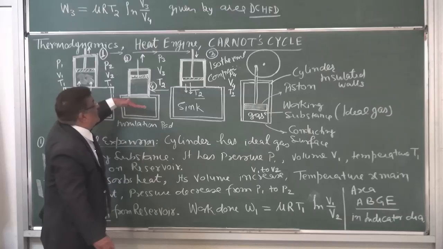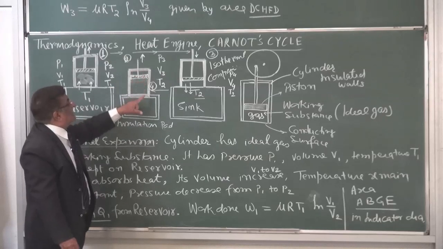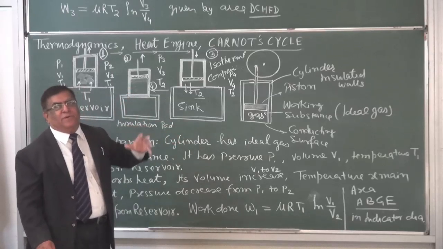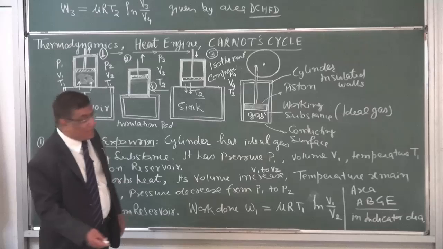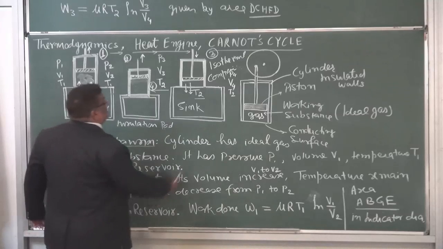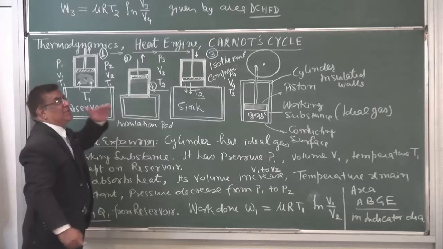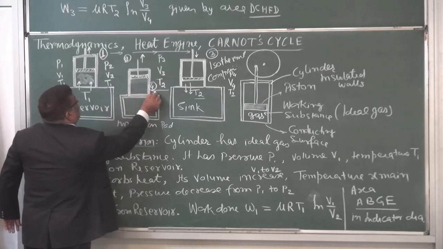When we press it more and this is insulated from all the sides, the heat cannot go out. If the heat cannot go out, then what will happen to the temperature? The temperature will increase. We press it so much that the temperature goes on increasing, and we bring it to the temperature T1.